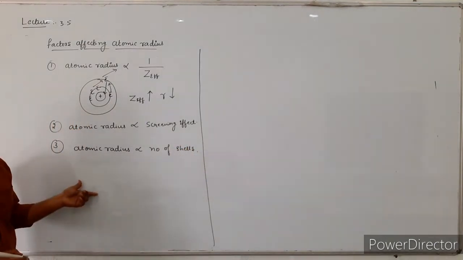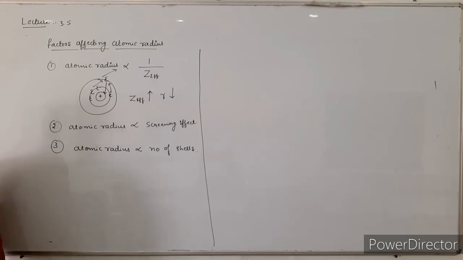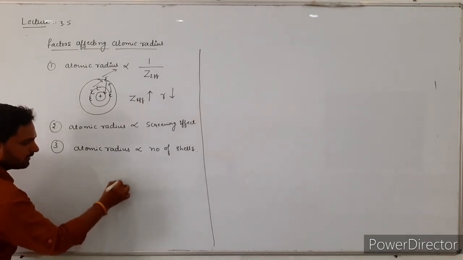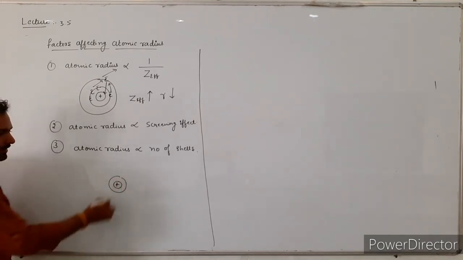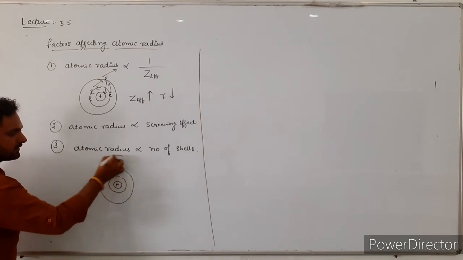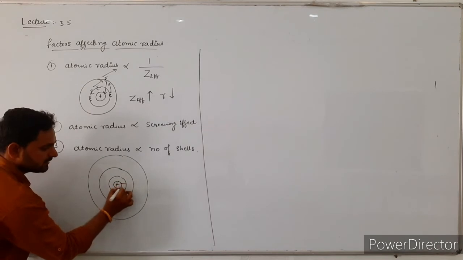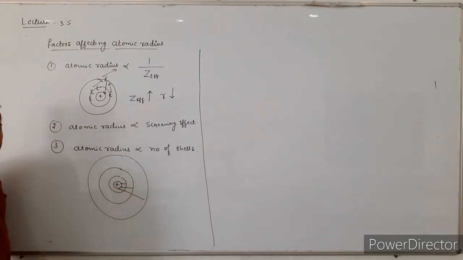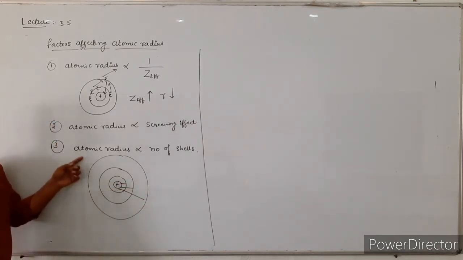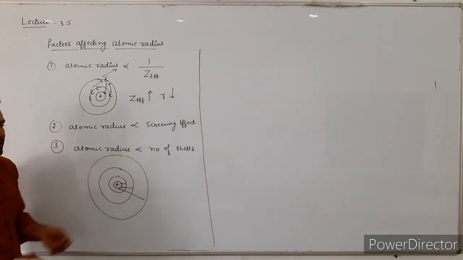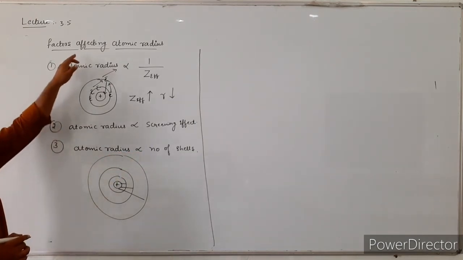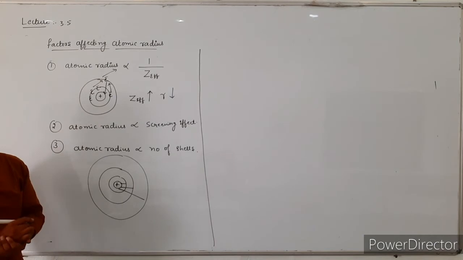As number of shells increases, atomic radius increases. See, this is one shell. If number of shells increases, then the distance increases. That's why atomic radius also increases as number of shells increases. These are the factors affecting atomic radius.